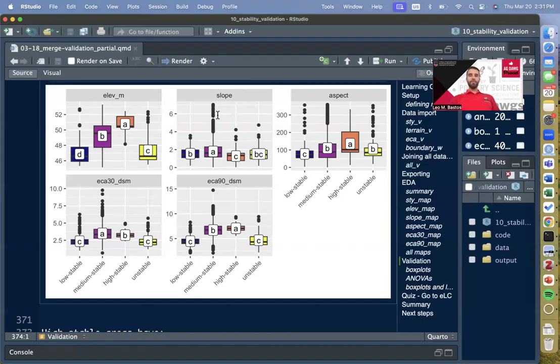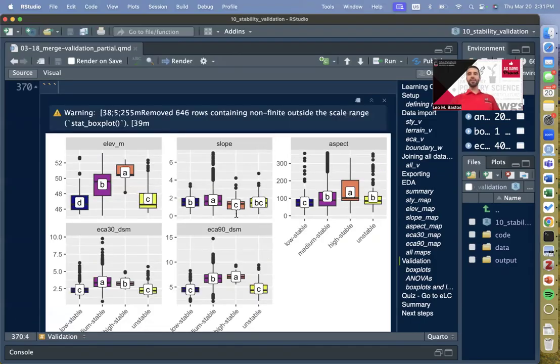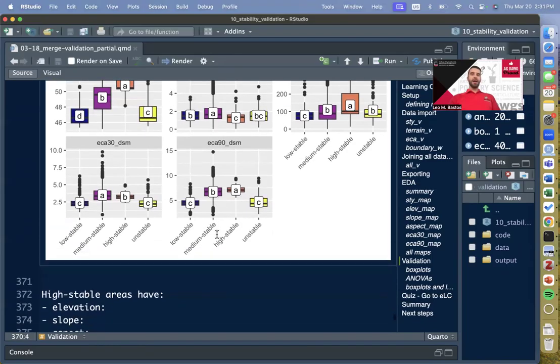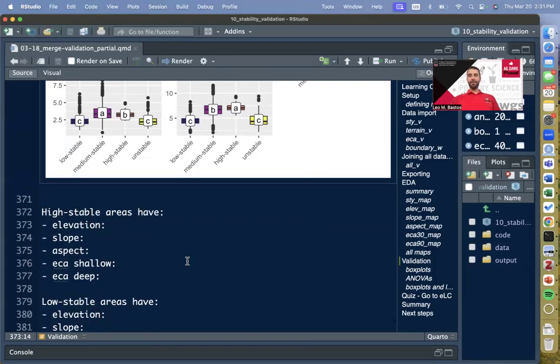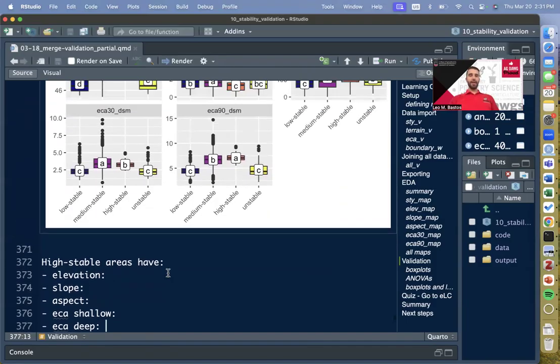But if we go on slope, for example, we see that the highest slope was medium stable, and the second highest was low stable. And then we see that both high stable and unstable were statistically the same because they share one letter, which is the letter C in this case. So that's how I want you to interpret this. I want you to put into words your understanding of how high stable areas are described when it comes to elevation, slope, aspect, ECA, shallow, and deep.